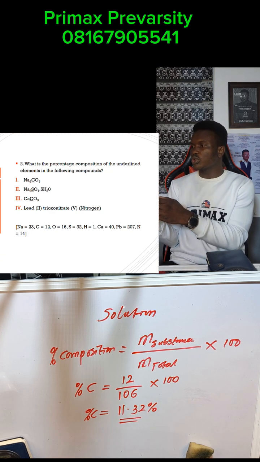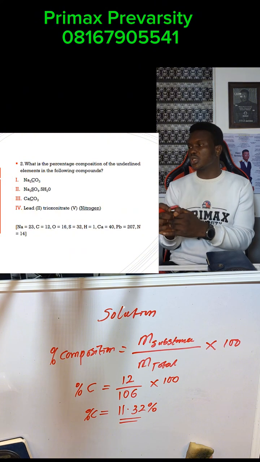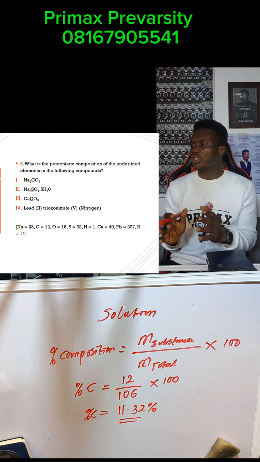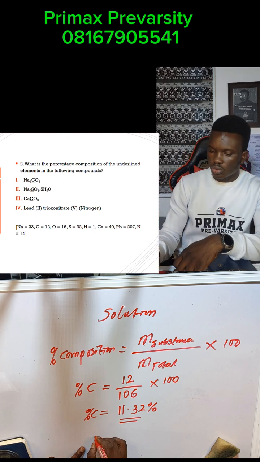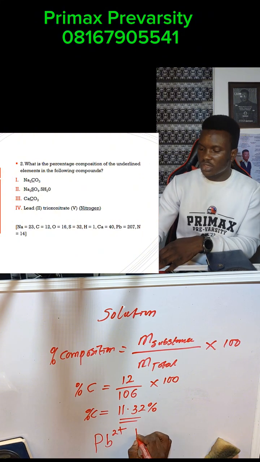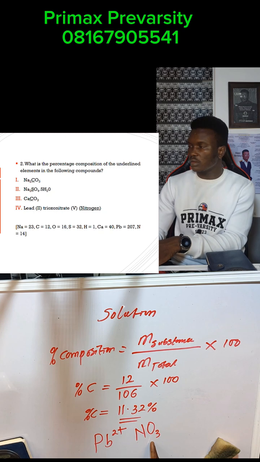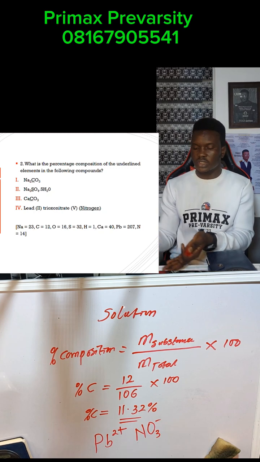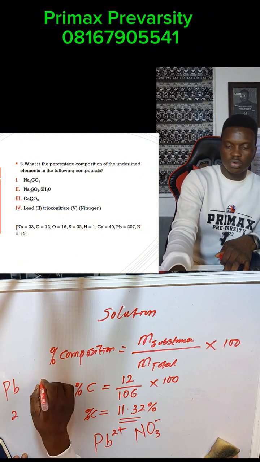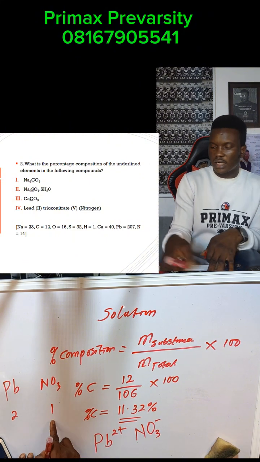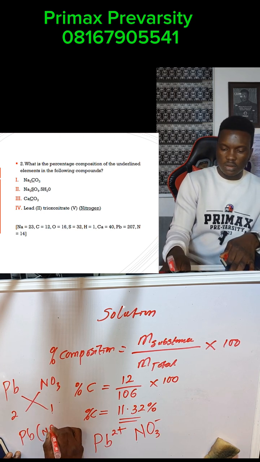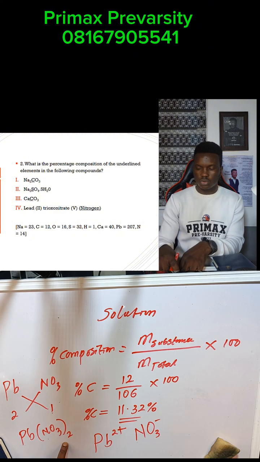So do the next one: sulfur, carbon, and the nitrogen in lead(II) trioxonitrate(V). If you don't know how to write the formula for lead(II) trioxonitrate(V), this is how you do it. Lead(II) is Pb2+. Trioxo means the oxygen there is 3. Nitrate(V) is NO3-. So if you exchange their combining powers, you're going to have Pb(NO3)2, with the subscript 2. That's what you're going to have.